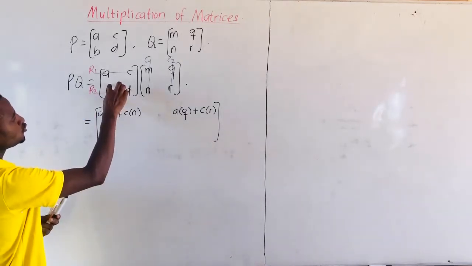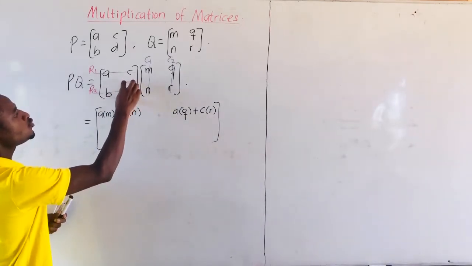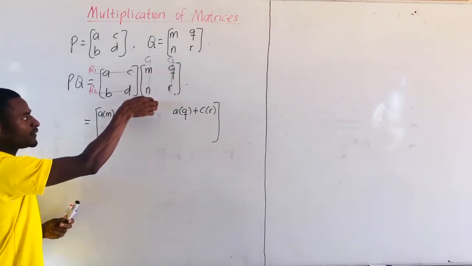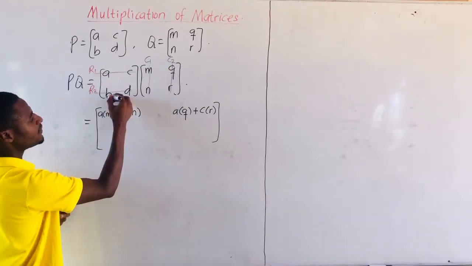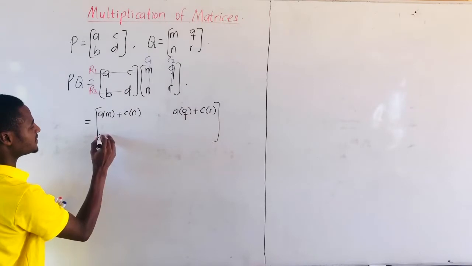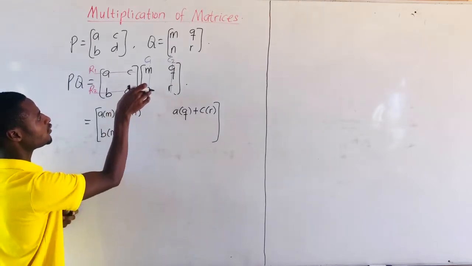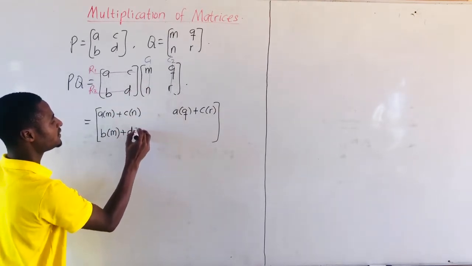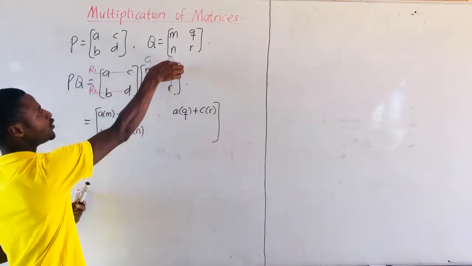Let's go to row 2. So we are now coming to the next row. Row 2 times column 1. First number in row 2 will multiply the first number in column 1, and that gives us B times M, plus the second one also multiplies the second one, D times N.